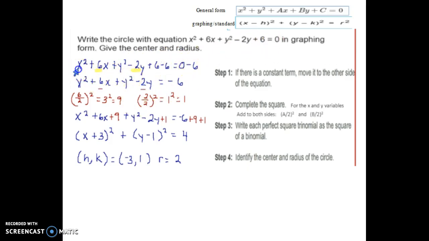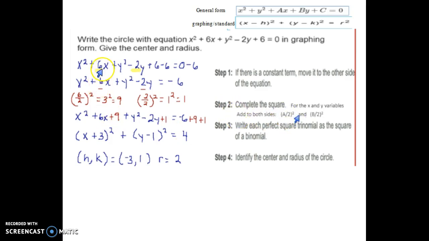So here we want to move this 6, this is our constant, to the right side. To move it to the right side, you're going to subtract it from both sides. And so now we've got this -6 on this side. The next step is we're going to have to complete the square. So hopefully you remember that from your algebra. Complete the square. If not, here's how to do it.